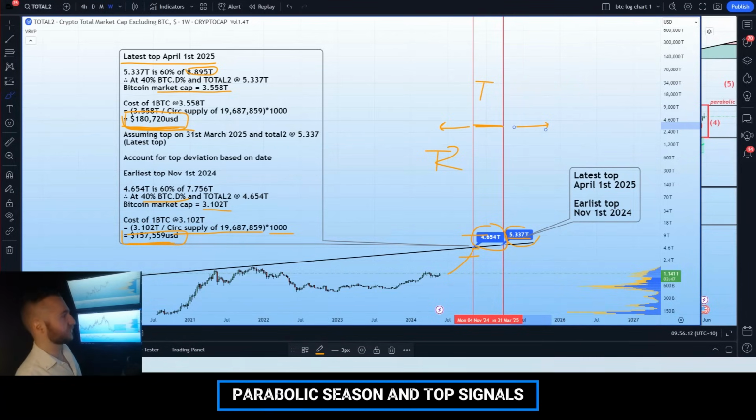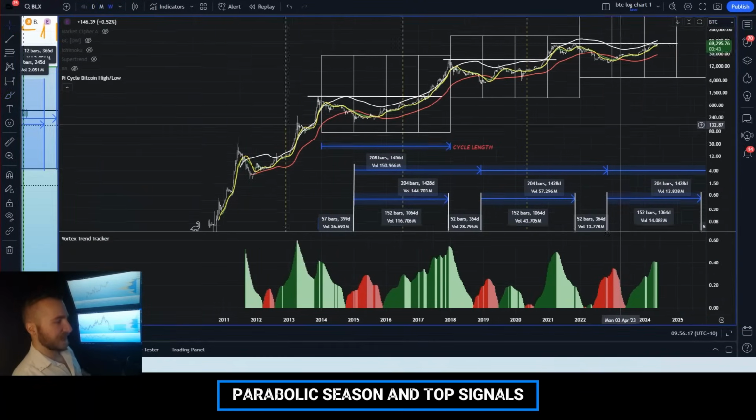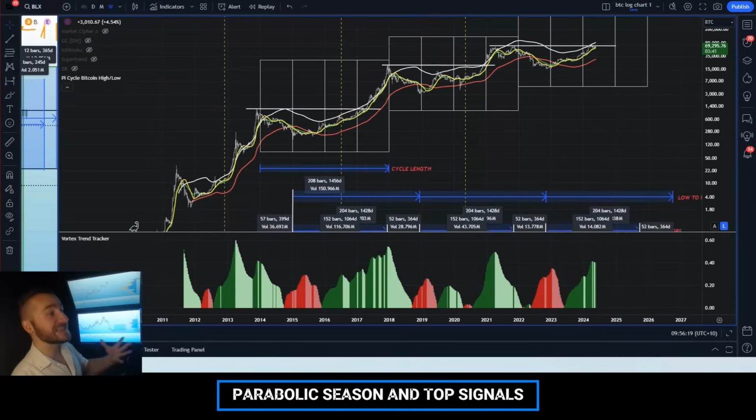Let's move over to the macro charts now and discuss the possibility for a parabolic phase, and more importantly, how we can use our leading data.